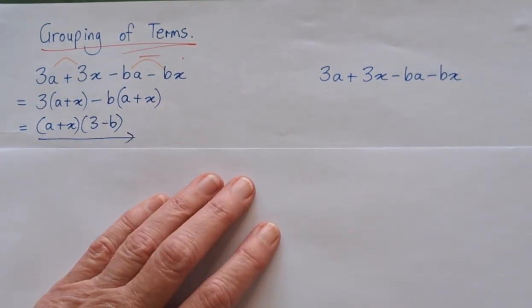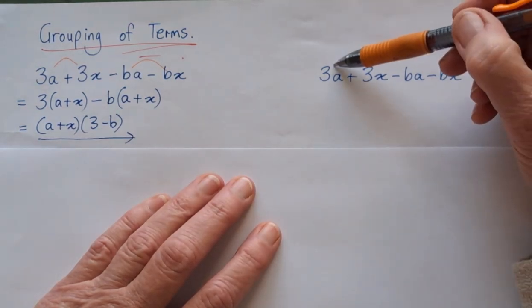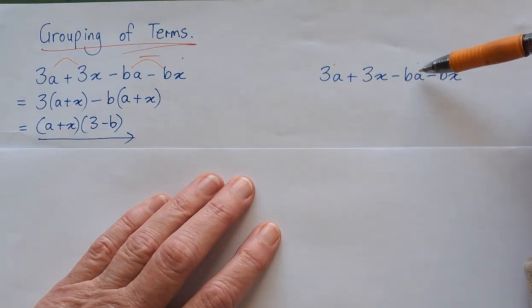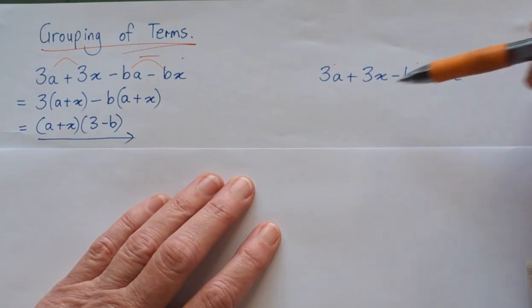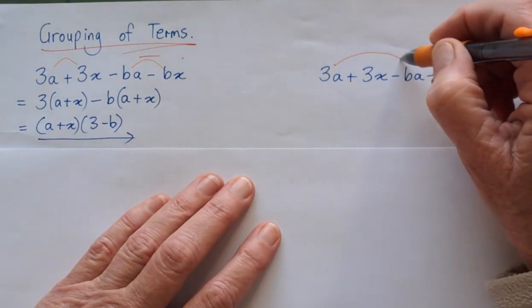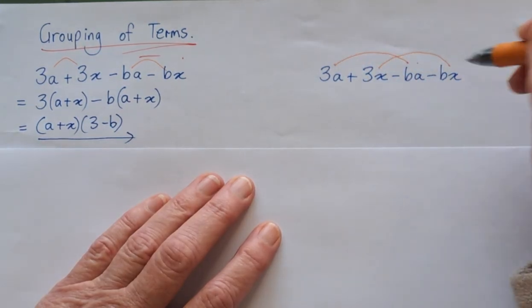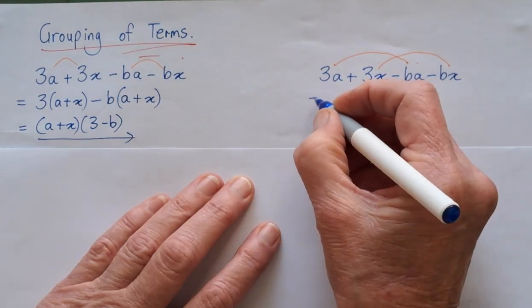So let's look at the same thing now, but not group first and second, third and fourth. So let's look at other options. If I went first and third, then I would say, okay, I've got a common a, and second and fourth, I've got a common x. So that also looks like a possibility. So I'm going to do exactly the same expression, but using a different form of grouping.